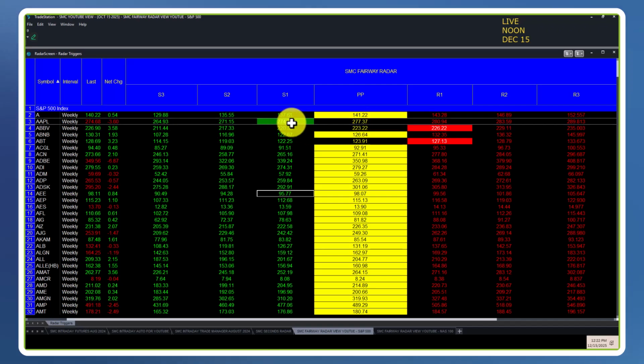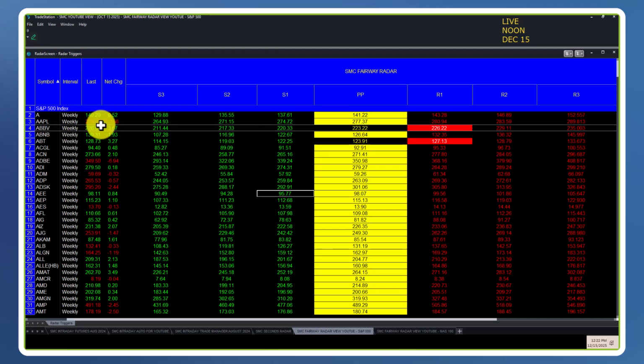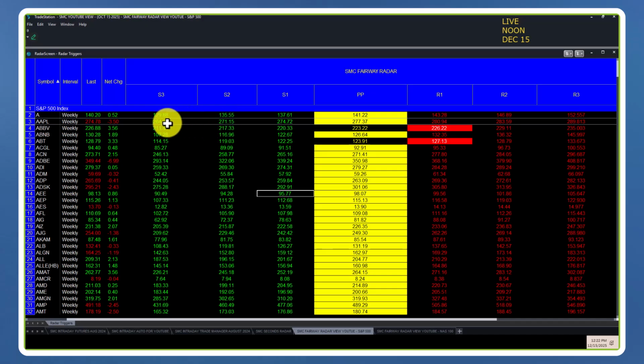Okay, so there it is. Now she's trading at 274.70. When she drops below the S1, then the S1 column will light up. And she drops below this one, that'll light up. Drops below that, that'll light up. I'm sorry, my eyes were looking at this ABBV.